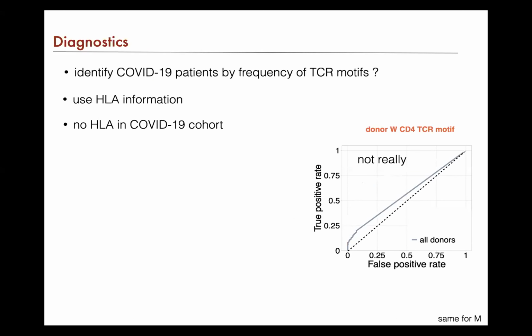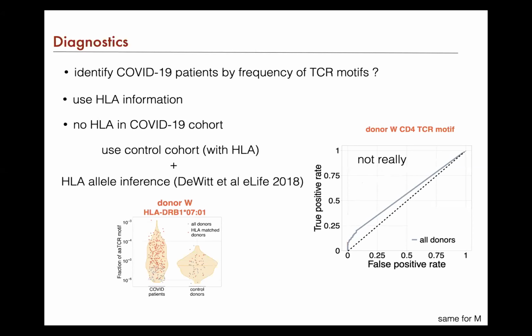However, we did not use any HLA information, so we asked ourselves, what if we use HLA information? Unfortunately, there's no HLA information in the COVID-19 cohort. So we turned to the control cohort that does have HLA information, and we used another idea developed by the community, this time by Will DeWitt and Phil Bradley and others, of HLA inference.